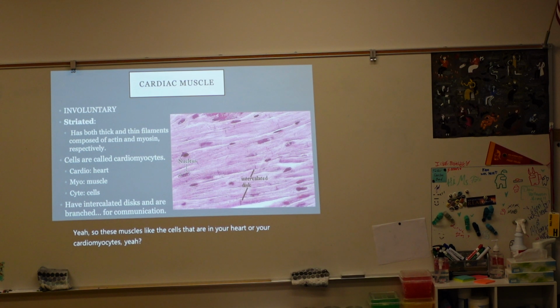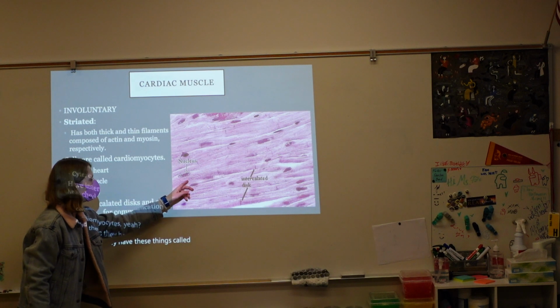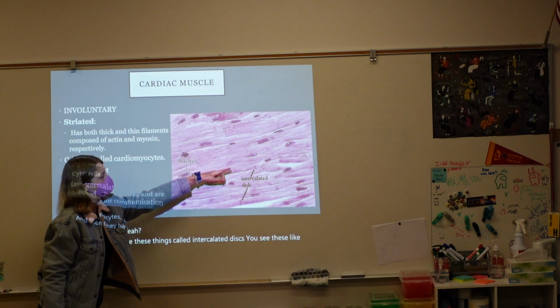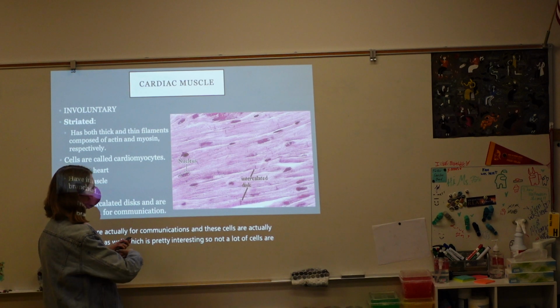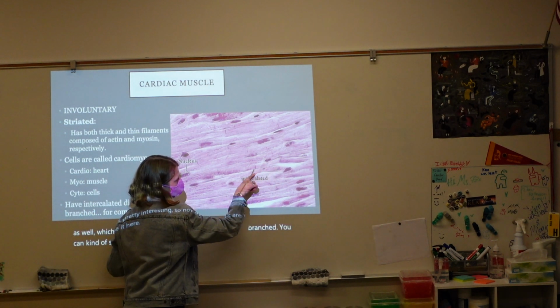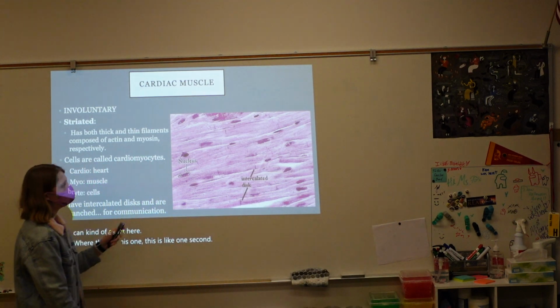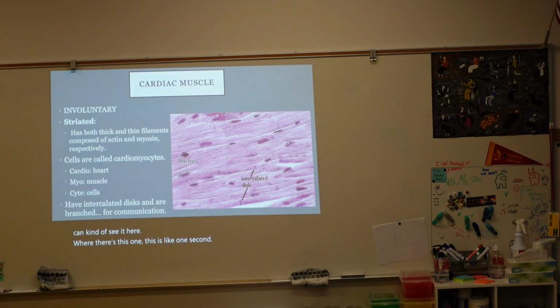And then they have these things called intercalated discs. You see these like dark lines here? Those are actually for communication. And these cells are actually branched as well, which is pretty interesting. So not a lot of cells are branched. You can kind of see it here, where this is like one cell. But that just helps for rapidity of sending signals through your heart. And then those intercalated discs allow for constant movement of signals.